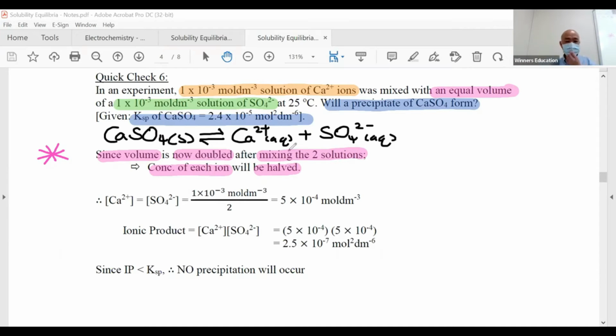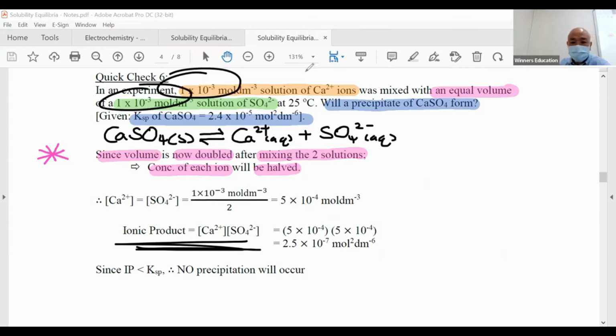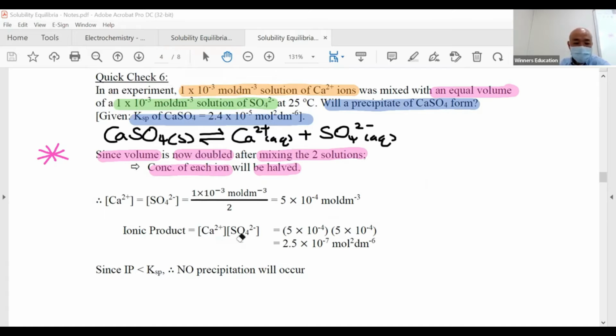All right, now, the whole idea right now is you cannot just say, then what is Ksp, or what is the ionic product? Ionic product, therefore, is the two ions, Ca2+ and SO4 2-. A lot of people take the value 1 times 10 to the minus 3 and dump it in, and that is therefore wrong. They forgot about their mole calculation, all right?